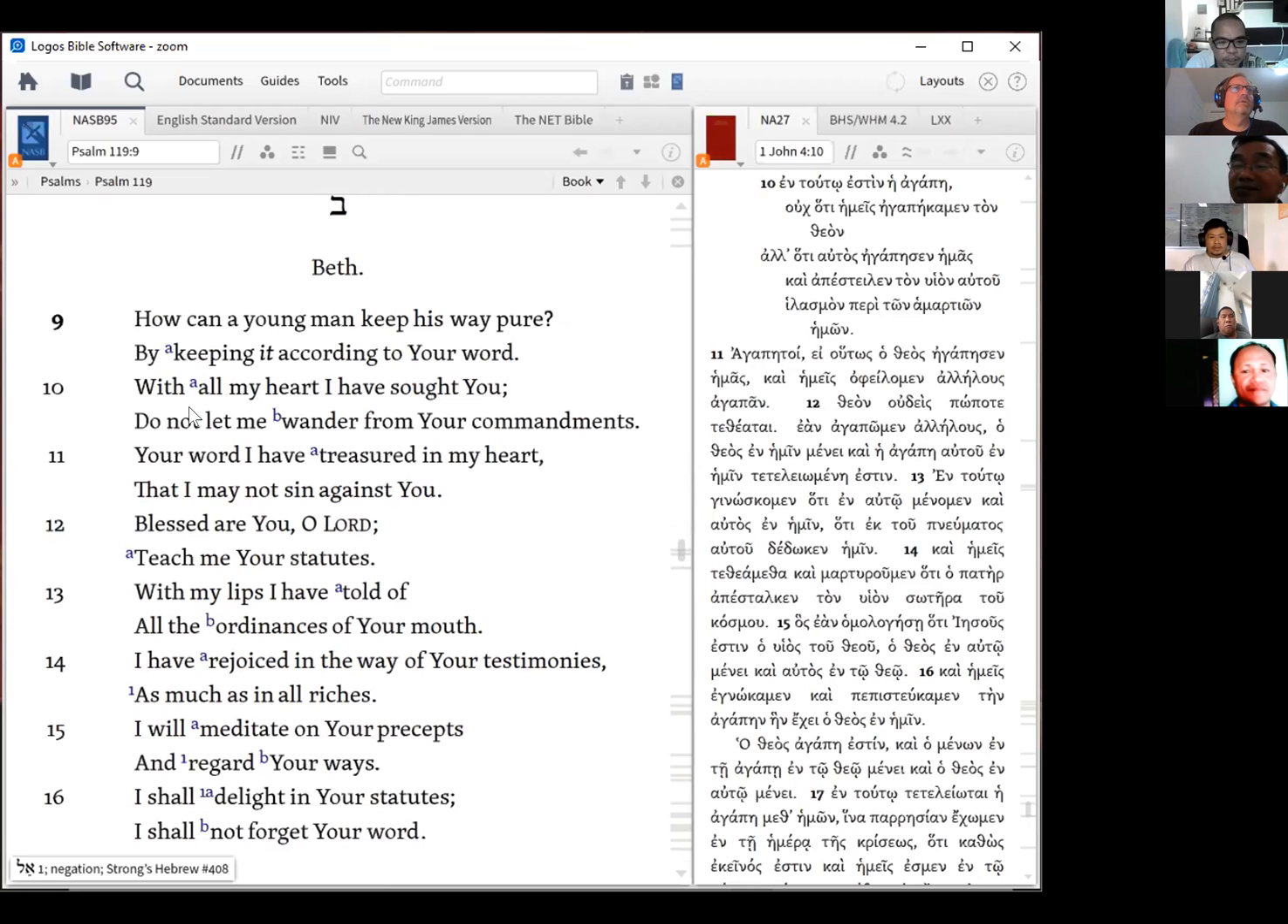Verse 12, Pastor Tim. Are you verses 9 to 16? Is that your section? Yes. Okay. So, Pastor, verse 12, it's developmental. Blessed are you, teach me your statutes. Is it not developmental, Pastor Tim?